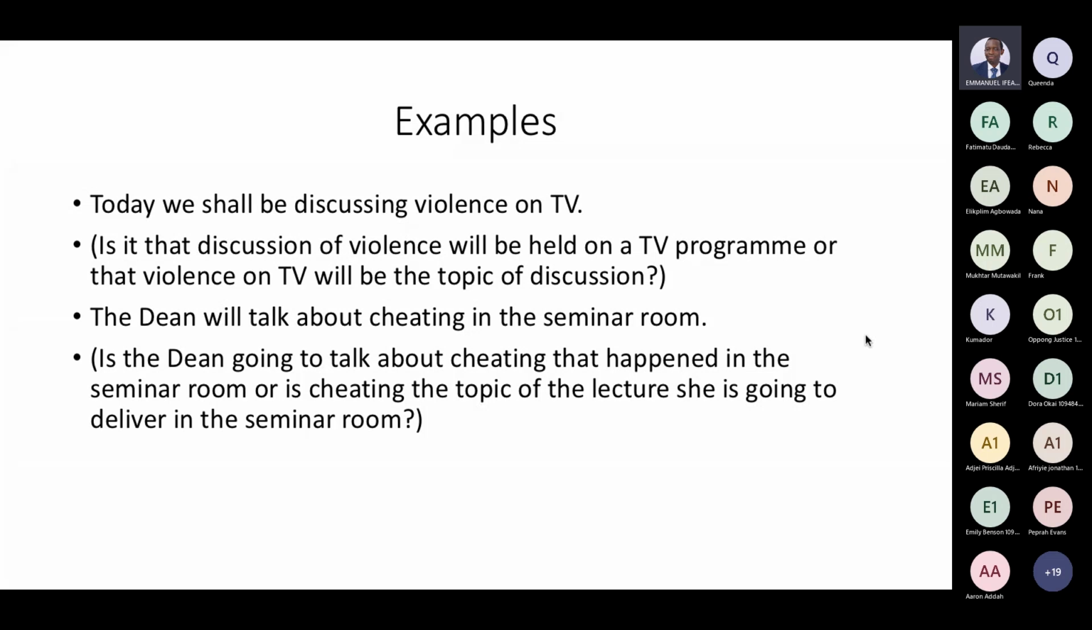So, there are two or more competing meanings. Now, the dean will talk about cheating in the seminar room. The dean will talk about cheating in the seminar room. Now, is the dean going to talk about cheating that happened in the seminar room, or is cheating the topic of the lecture she's going to deliver in the seminar room? So these are ambiguous sentences. That's what we call sentential ambiguity.